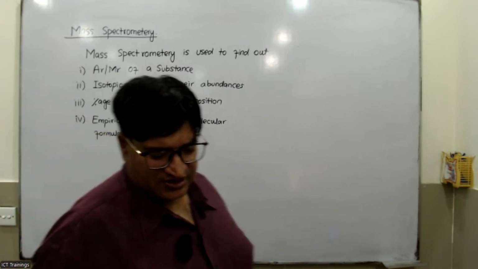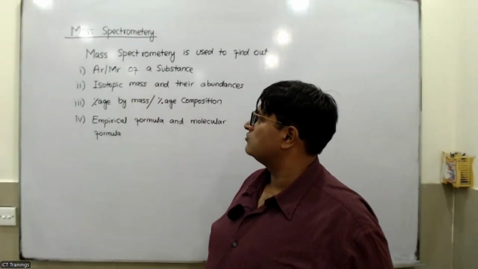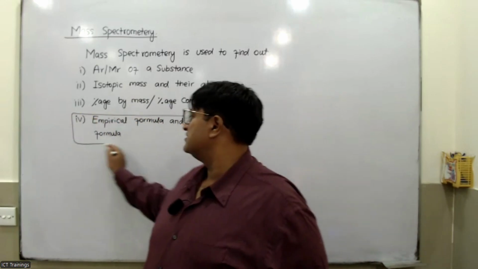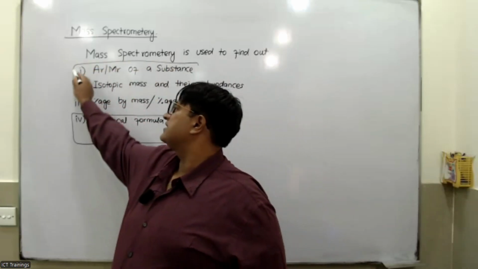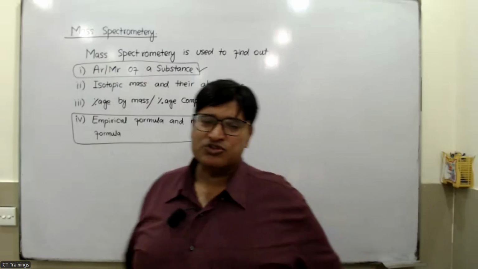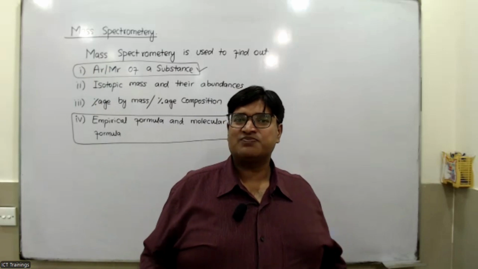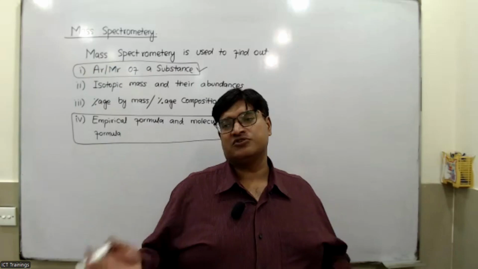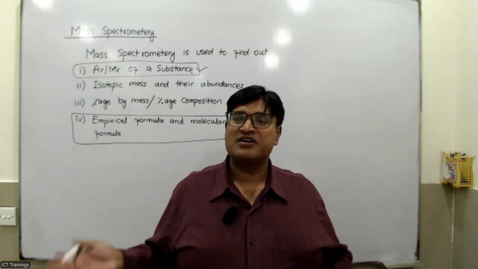So with the help of the mass spectrometry, we can find out all these things. Basically, we are going to be concerned with the empirical formula and molecular formula, and the second thing, the AR and MR of a substance. These two things could be used in the NMR spectrometry question. So NMR spectrometry and mass spectrometry combined, he's going to give you the question. That's why I have joined the NMR and mass spectrometer all together.